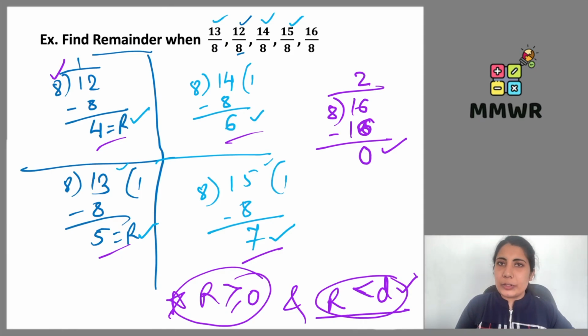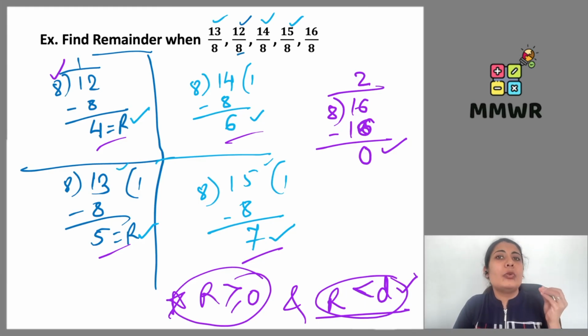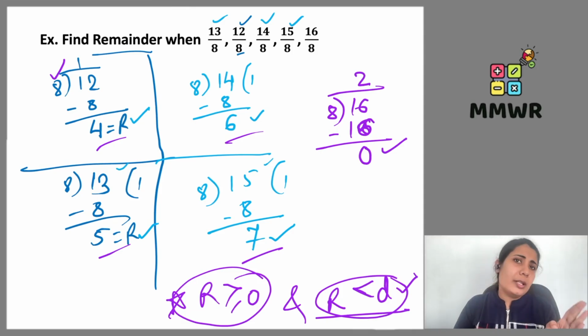So I have taken a few examples here just to understand in a better way how the remainder follows this relation: the value for remainder should be greater than or equal to 0, and it cannot be greater than the divisor. It cannot be equal to the divisor also. So remainder is always lesser than the divisor.